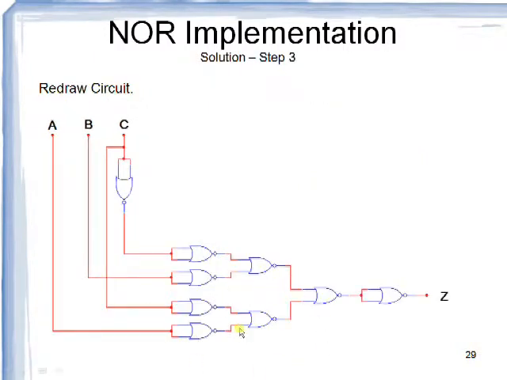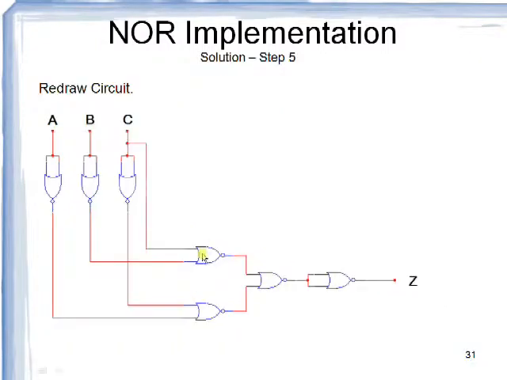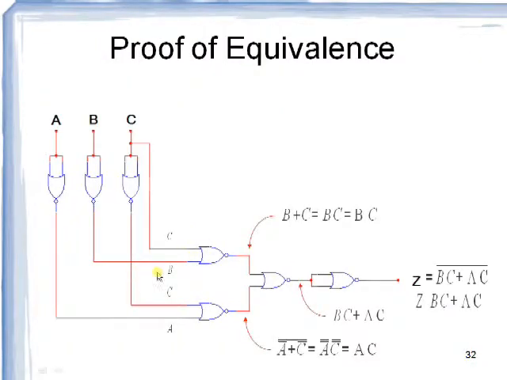Now we have to eliminate the double inversions. Here we have only two double inverters, therefore eliminate these, then you will get the expression which is similar to the expression which we got for the AOI implementation. You can see here Z equals BC bar plus AC.